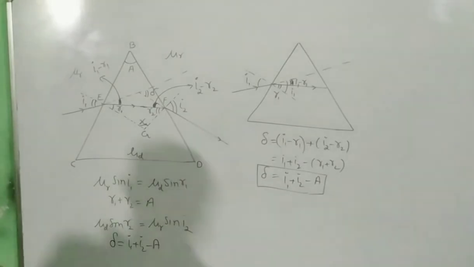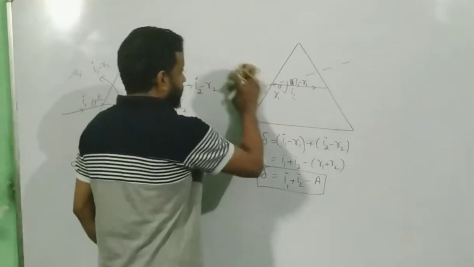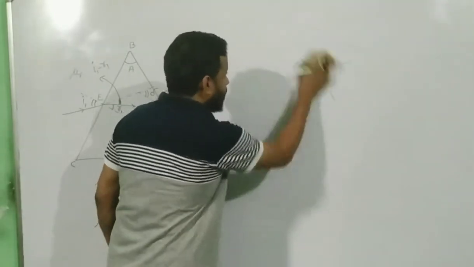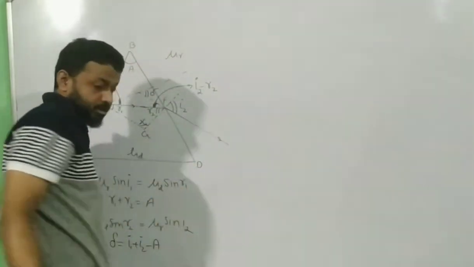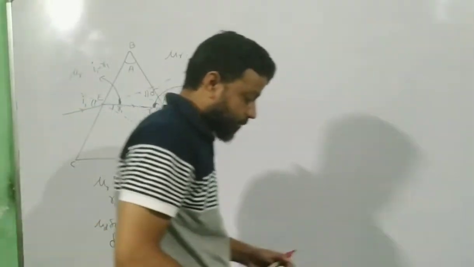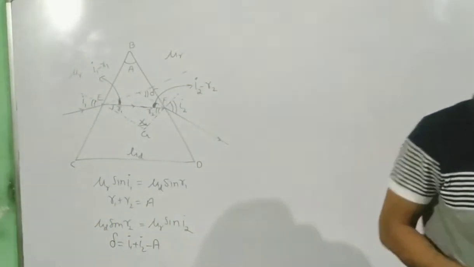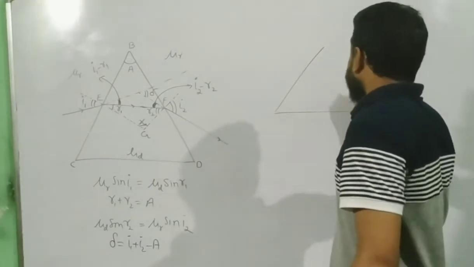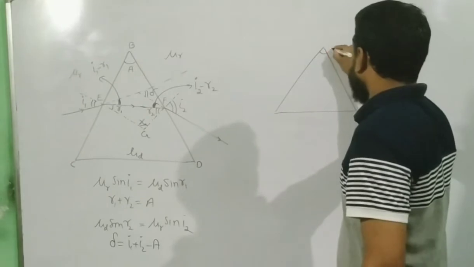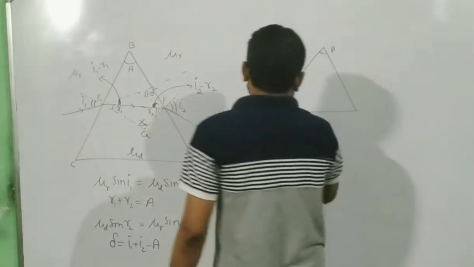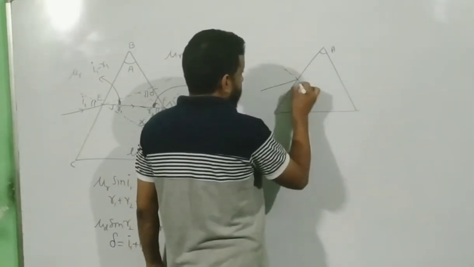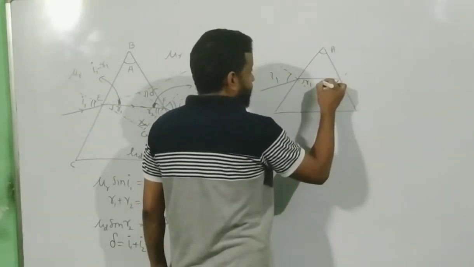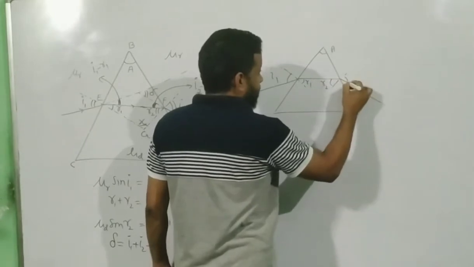Moving ahead. How do we solve numericals based on prism? And that's very simple, provided we follow certain steps. For example, consider that this is a given prism, where this is my angle of prism, and this is your I1, this is R1, this is R2, and this is I2.